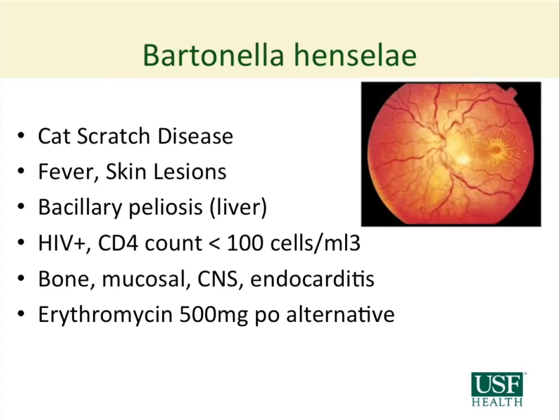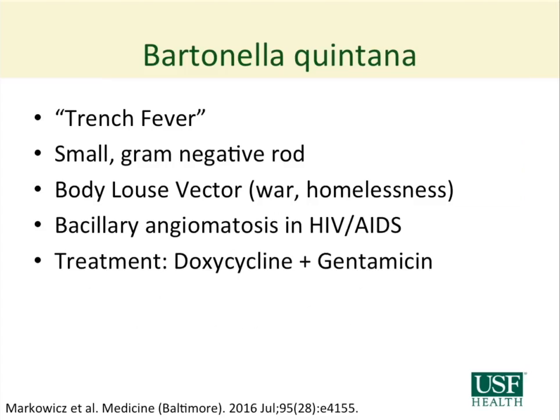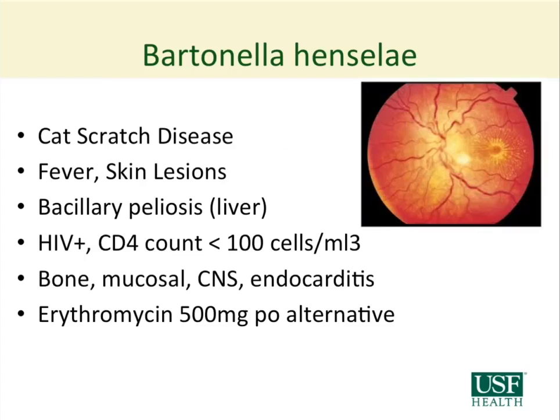Bartonella henselae, just so you know, the quintana is more of the louse vector. There's also a henselae Bartonella species, which is more from cats, and we see this more in the United States, called cat scratch disease with fever and skin lesions. Bacillary peliosis, which is basically a term for the liver having lesions and stigmata of this infection. Usually the CD4 count is less than 100. You can see it in bone, mucosal areas, CNS, endocarditis. You can give erythromycin, so it's easily treatable.